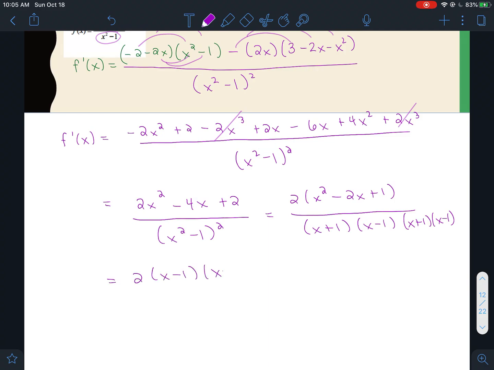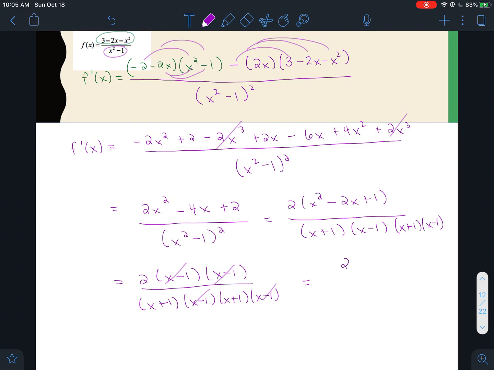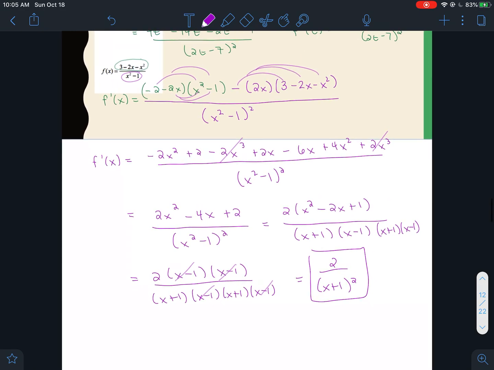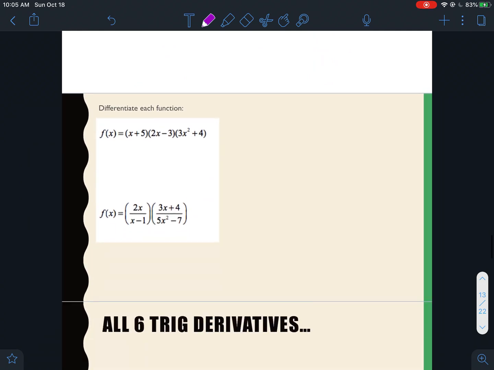And now that numerator can factor into 2 times x minus 1 times x minus 1, and this is all over x plus 1, x minus 1, x plus 1, x minus 1. And then notice your x minus 1s are going to cancel in this one, so this one cancels a little bit cleaner than the earlier ones. And this would be 2 over x plus 1 squared. And that would be the most simplified version of the original derivative.